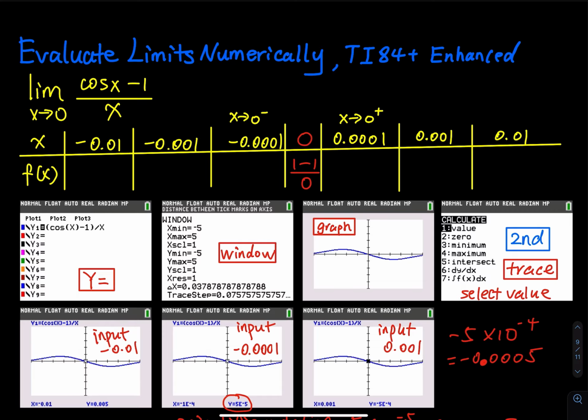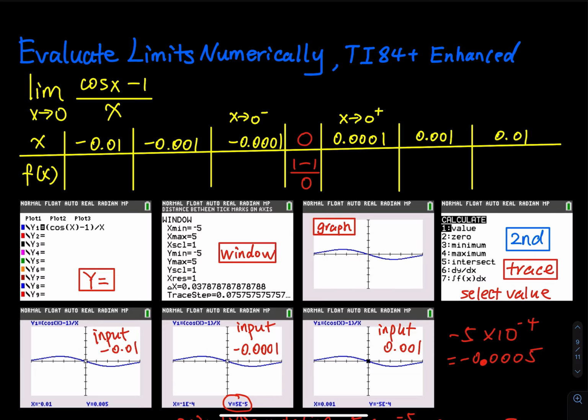Now of course, on the home screen you can just type cosine of 0.01, close the parenthesis, minus 1, take the difference and divide by 0.01, that's fine. But there is another way to do a function evaluation very easily.